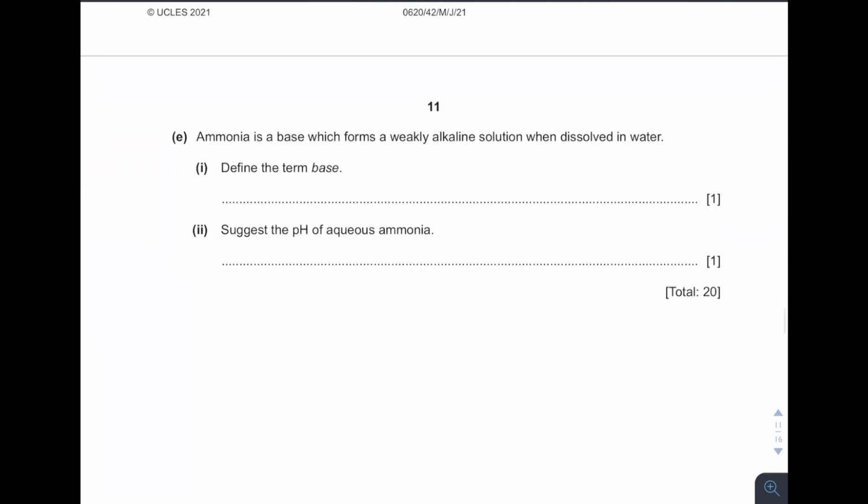Next one, definition. Define the term base. Base means proton acceptor. Please do not write a substance that dissociates in water to produce hydroxide ions. No, this is not the definition. Remember, for base or alkali, the definition is always proton acceptor. So what's the pH? Ammonia is an example of a weak alkali, so the pH can be 8, 9, or 10.